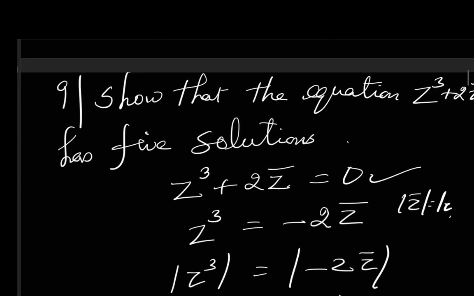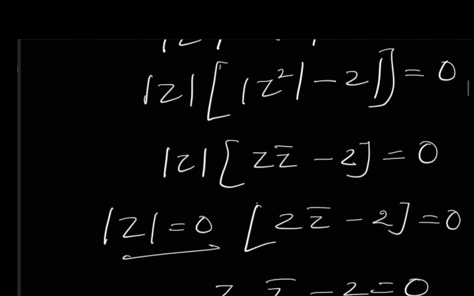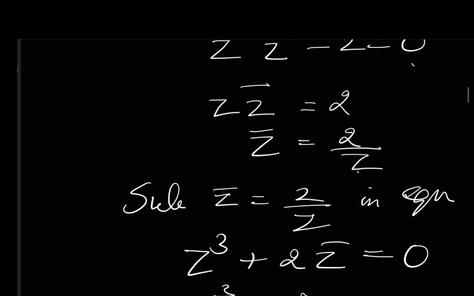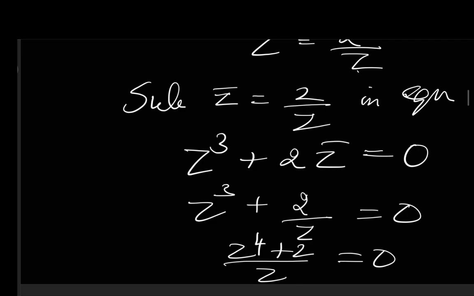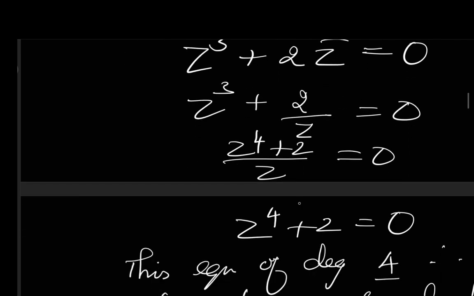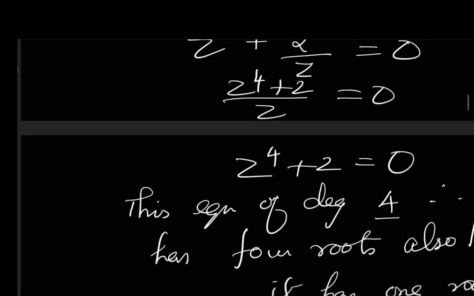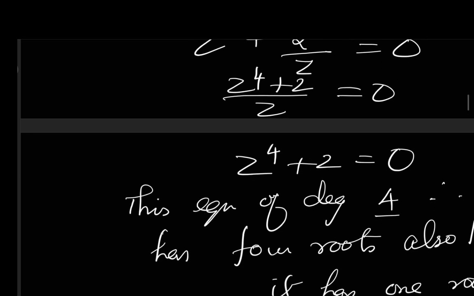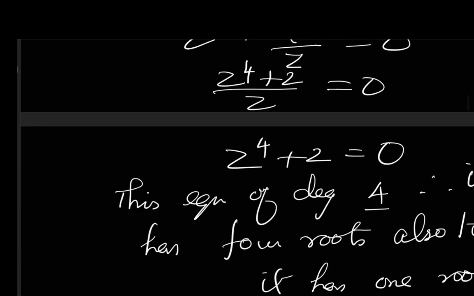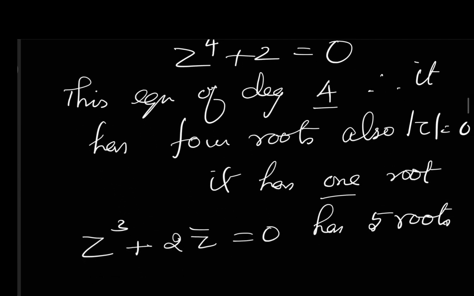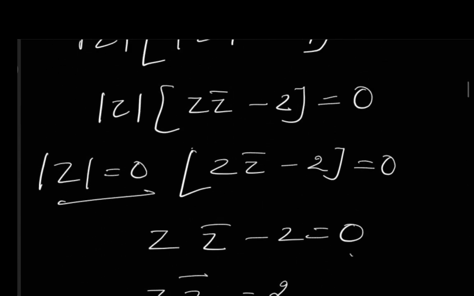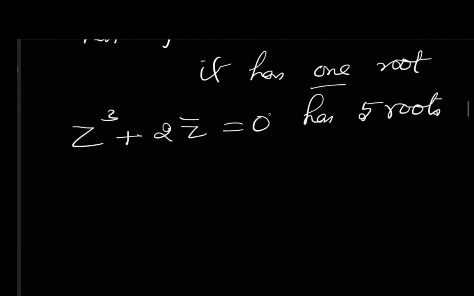Actually, the original equation is z cube plus 2z bar. So let me substitute that. Therefore, take z as LCM, z power 4 plus 2, cross multiply, z vanishes. So z power 4 plus 2 equal to 0. So this equation has degree 4. So it has 4 roots, and also we have modulus z equal to 0 here, z equal to 0. So one root you have here. Therefore altogether 4 plus 1, 5 roots.